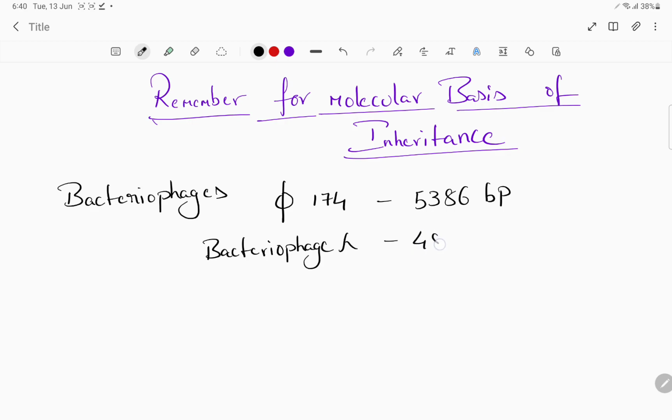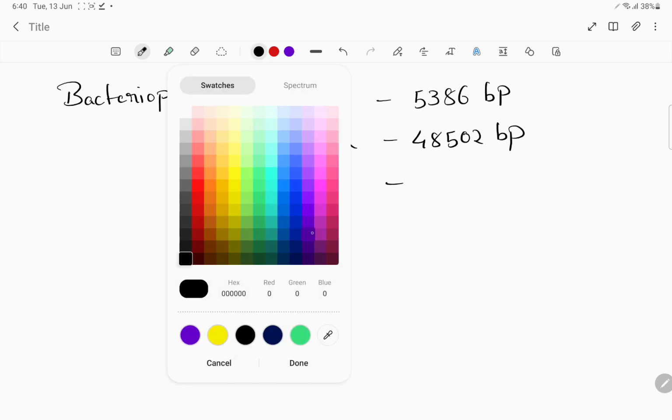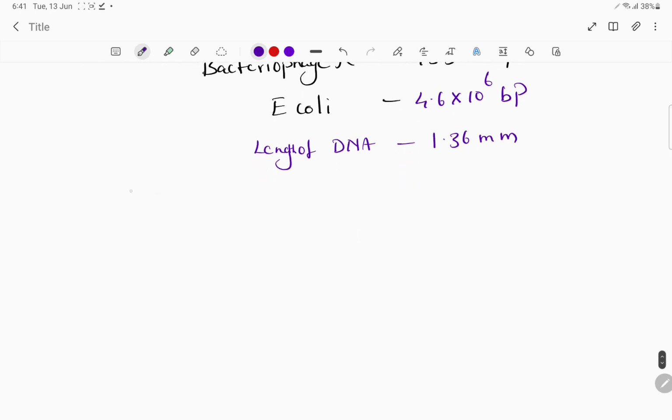And next it is bacteriophage lambda. This has 48502 base pairs. And next coming to E. coli. E. coli has 4.6 into 10 to the power of 6 base pairs. And next, length of DNA. The length of DNA for E. coli will be 1.36 millimeters.